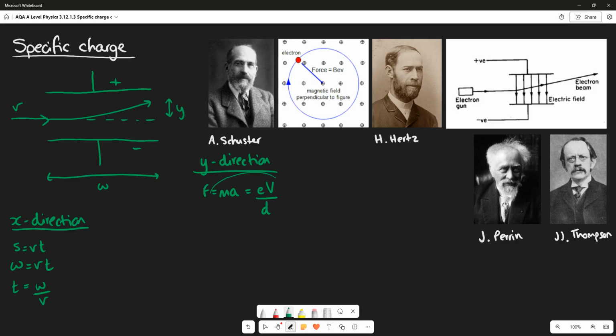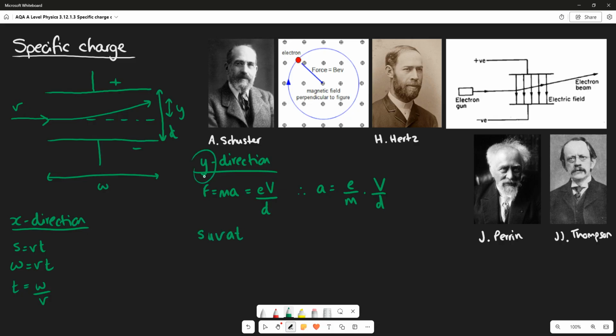We can rearrange this for acceleration, which gives us... but we don't know the value for acceleration, so we can't calculate the specific charge. The voltage and the distance between the plates, d, are both known. So we just need to calculate the acceleration, and that will give us the specific charge. And we do this by using SUVAT.